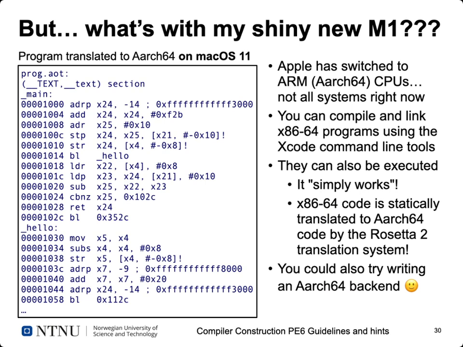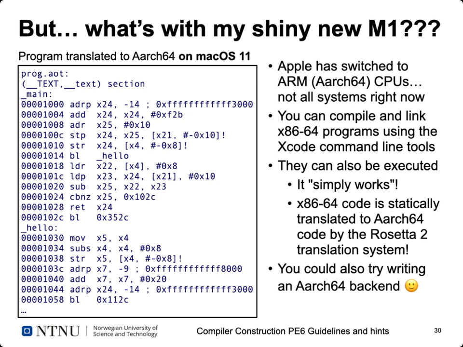But of course, what about my shiny new M1 ARM Mac? We're just generating x86_64 code. As some of you know, Apple has switched some of their computers to ARM CPUs, 64-bit ARM CPUs, not all systems right now. So if you have one of these shiny new Macs, luckily Apple provided a method to actually run ancient x86 64-bit macOS programs. And it simply works. This translation is called Rosetta 2, which is a tool that takes an x86 executable and translates it to ARM instructions.